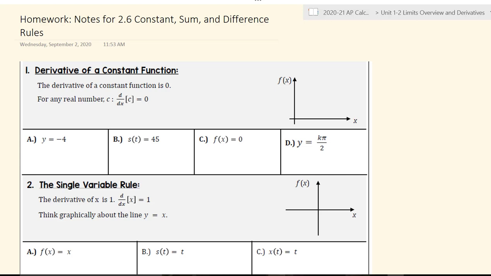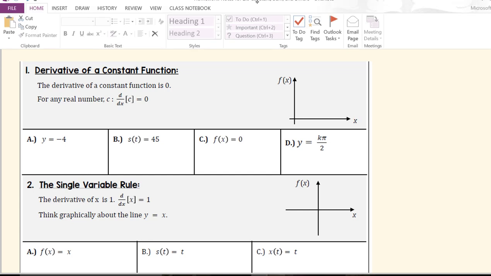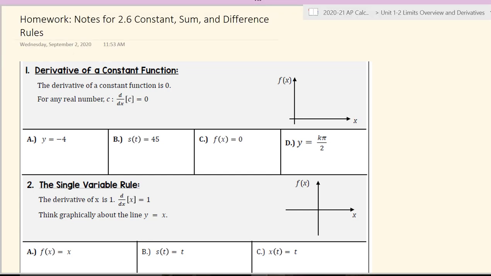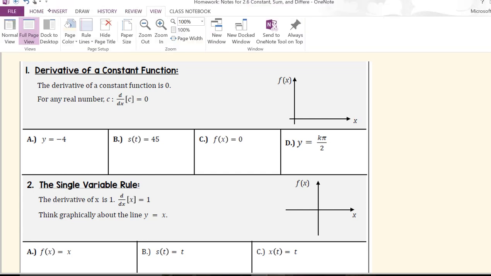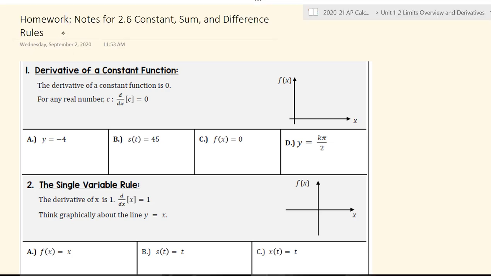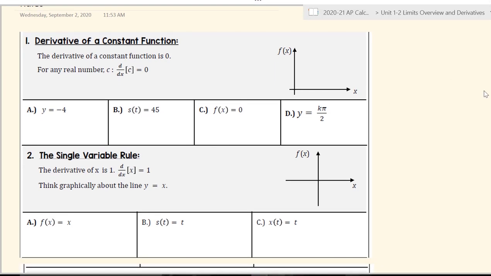All right, guys, today we are going to just expand a little bit more on what we did over the weekend. And we're going to be talking about more derivatives, and we're just adding in constant, sum, and difference. So it's essentially what you were doing before, we're just adding a little bit more. The derivative of a constant function is always 0, and that is the first thing we need to know.